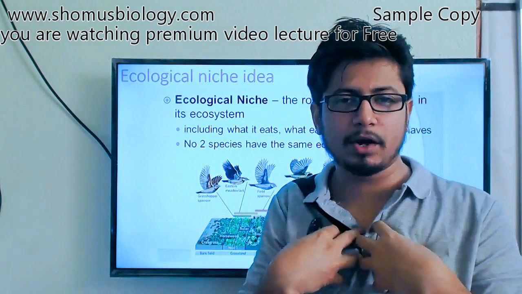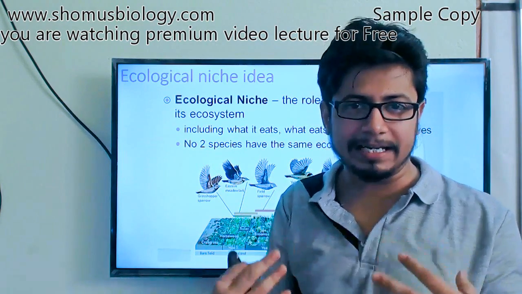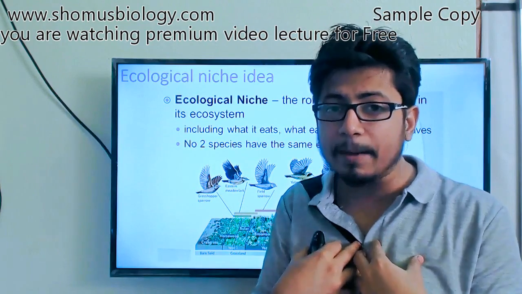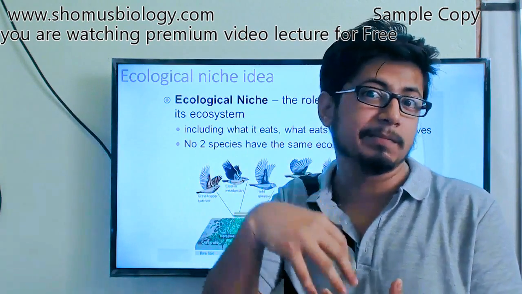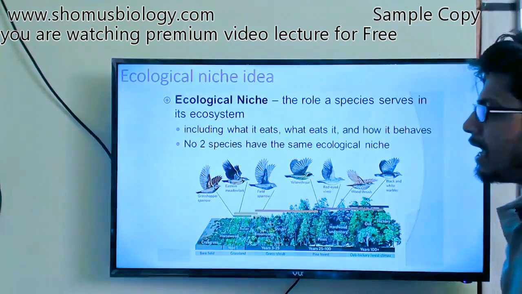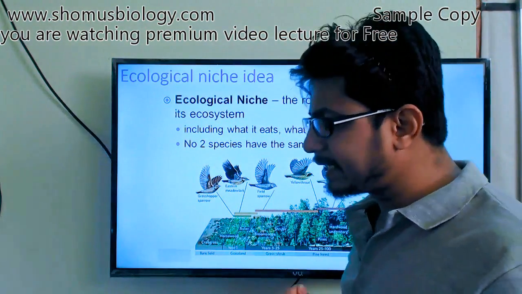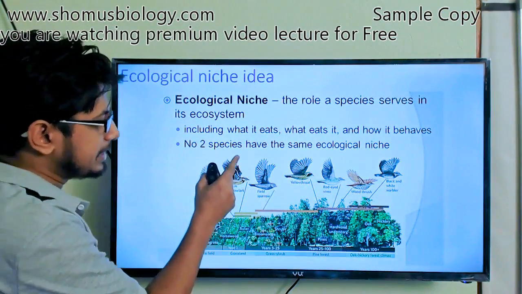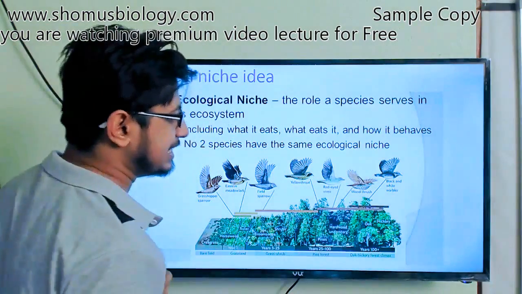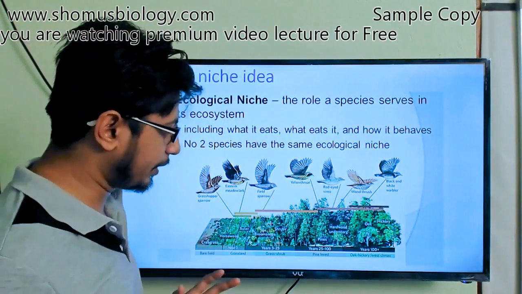If I'm thinking of my niche, I'll think of where I live, my food habits, my behavior, what I eat, and also what eats me. Everything together. Now, the simplest understanding that we want to gain from this chapter is that no two species can have the same ecological niche. It's out of the question.